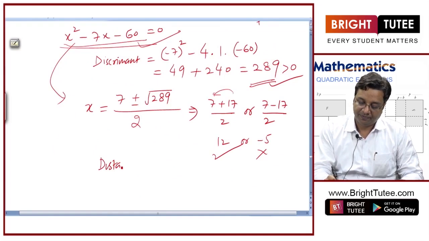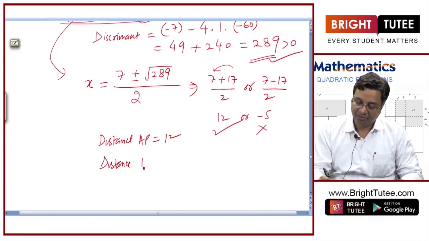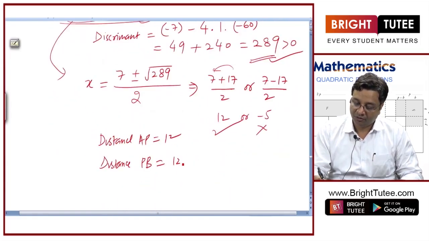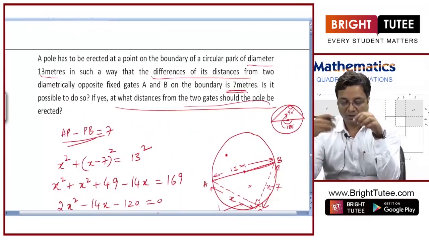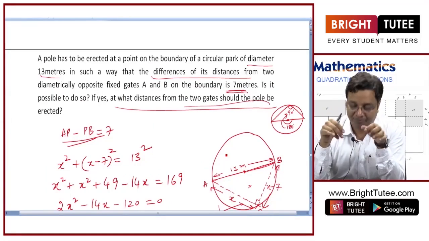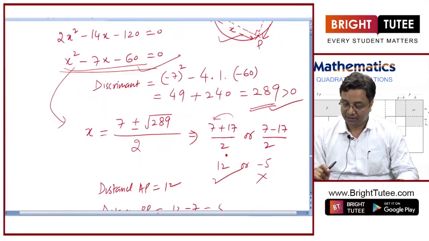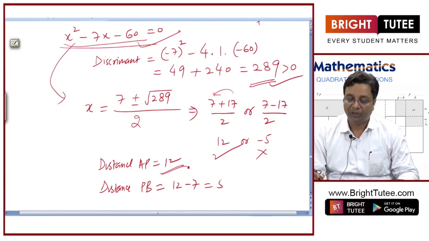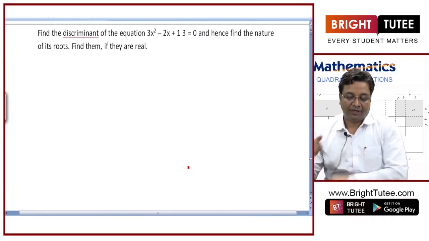AP is equal to 12. So, the distance PB will be equal to x minus 7, which is equal to 12 minus 7 equal to 5. So, a pole can be erected at a point at a distance of 5 from point B and 12 from point A. So, this is our answer for this question.